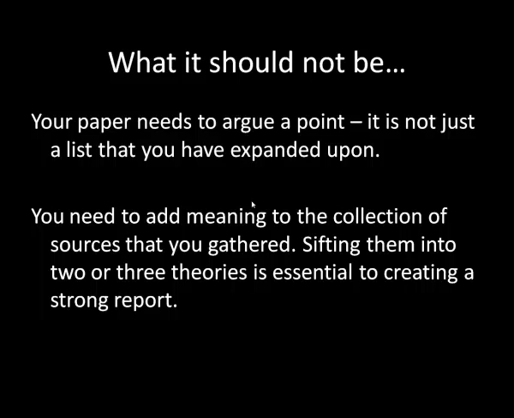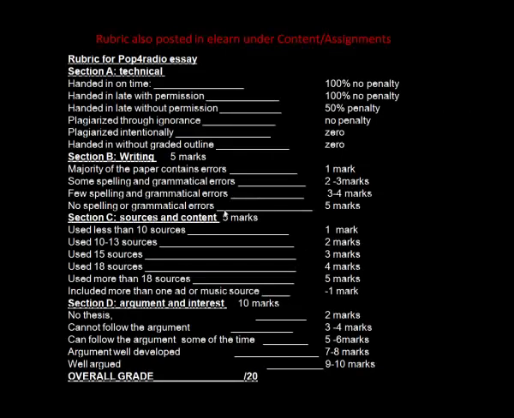What this should not be then is your list, your outline, just expanded upon. What you want to do is take those topics, take those sources, and sift them into separate categories. So write a category, title it gender, title nation, title ethnicity, class, whatever the item is for your particular topic, and then make a list of which things refer to that. So you need to add meaning then to that collection.